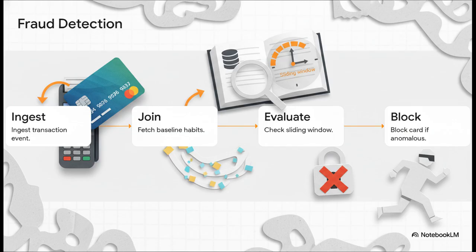Step 3, the processor evaluates a sliding window of your activity over the last few minutes to see if this new location even makes sense. And Step 4, if the pattern looks anomalous, it instantly blocks the card. The whole shebang happens in milliseconds. It's this brilliant micro-narrative of a single event moving through state, joins, and windows just to stop a thief in their tracks.